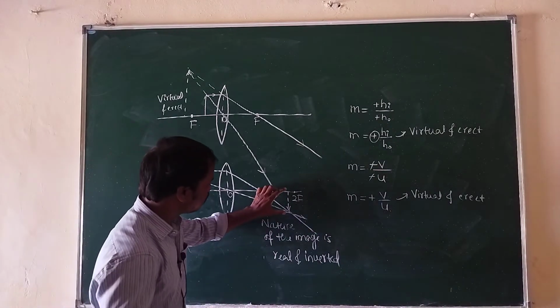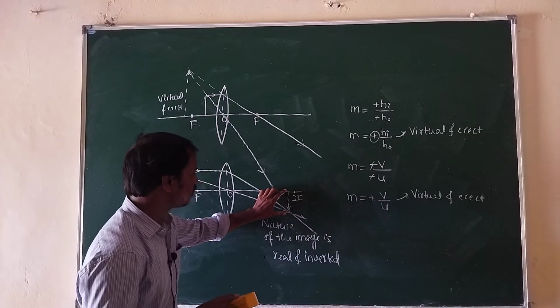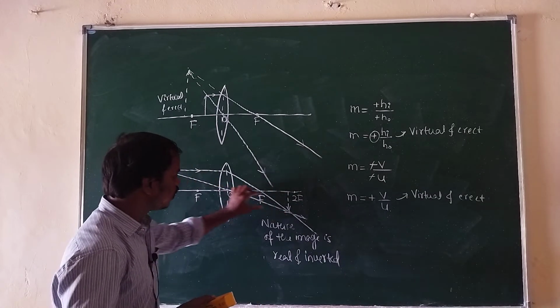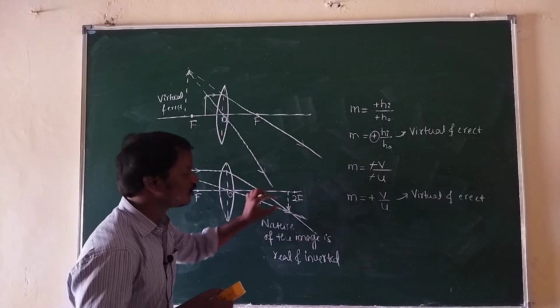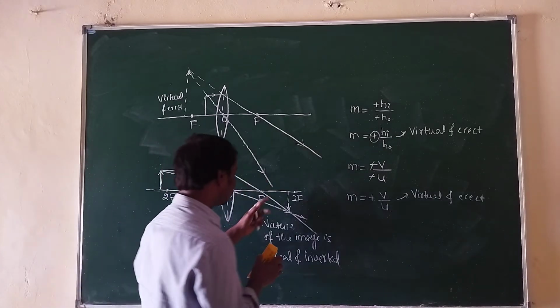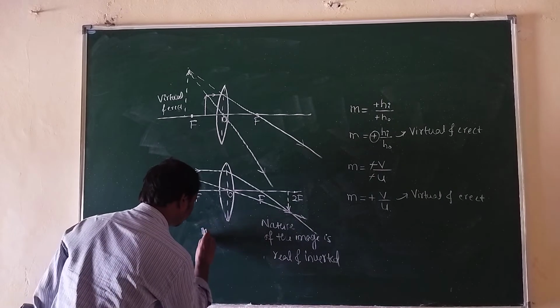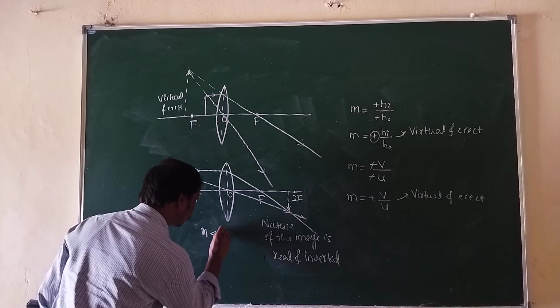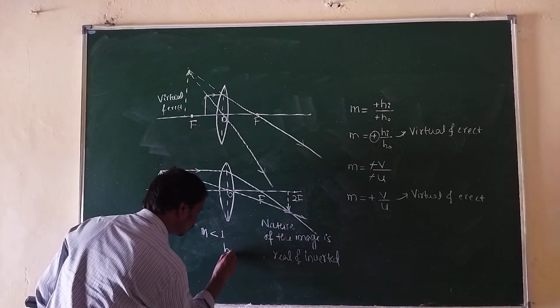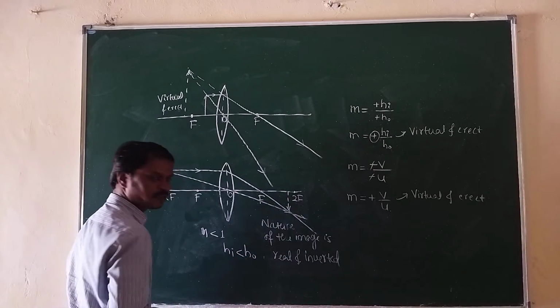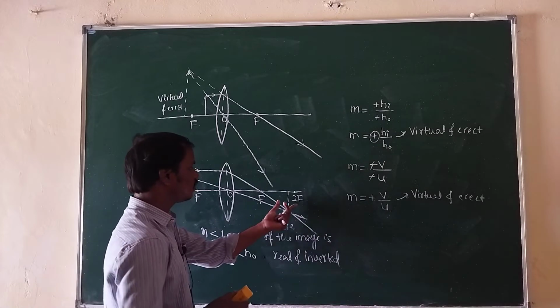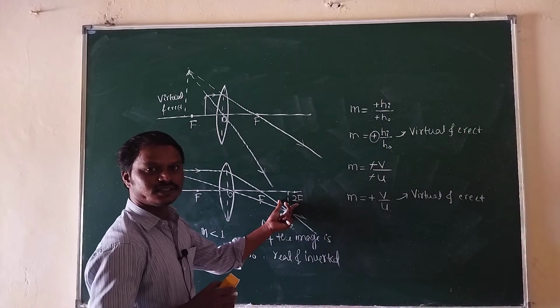So listen here, size of the image is lesser than the size of the object. In this case m is less than 1 because hi is less than ho, height of the image is less than height of the object, then image is said to be diminished.